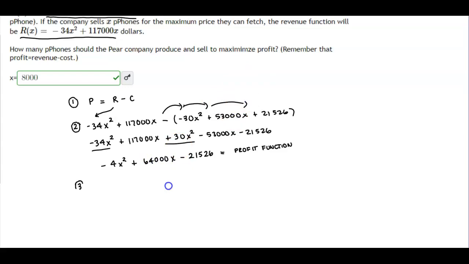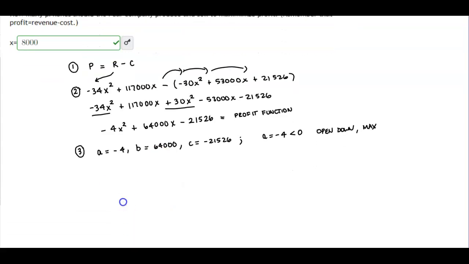We know that the value of A is equal to negative 4. We know the value of B is 64,000. And we know the value of C is negative 21,526. Now, since this is a quadratic, we know that if A is equal to negative 4, this is less than 0, so it's going to open down, which means you're going to have a maximum. So let's determine what the vertex is.